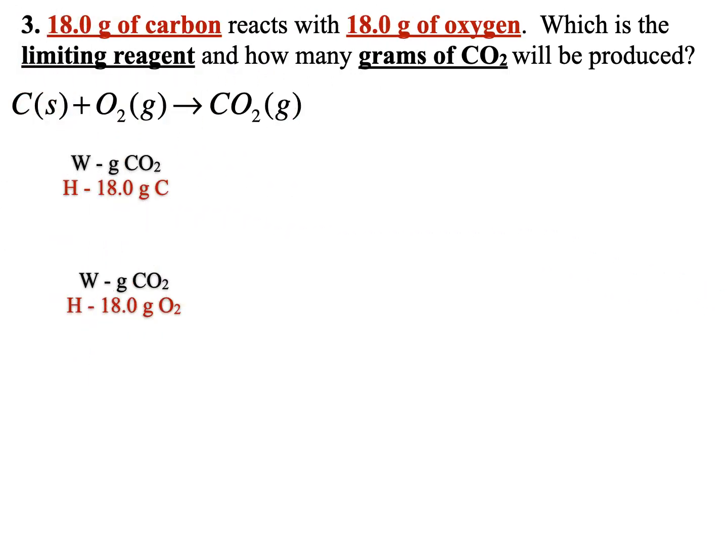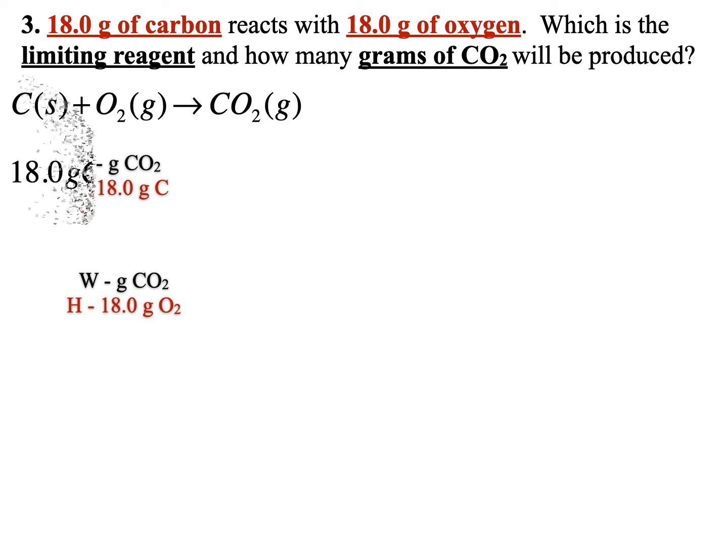Okay, number 3: 18 grams of carbon reacts with 18 grams of oxygen. Which is the limiting reagent, and how many grams of carbon dioxide will be produced? So finally, we're not dealing with water. We have carbon plus oxygen yields carbon dioxide. We have 18 grams of carbon. We want to figure out how many grams of carbon dioxide.